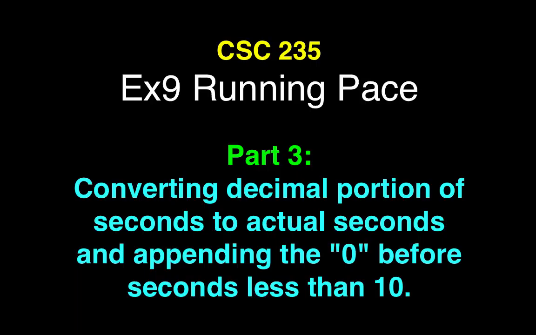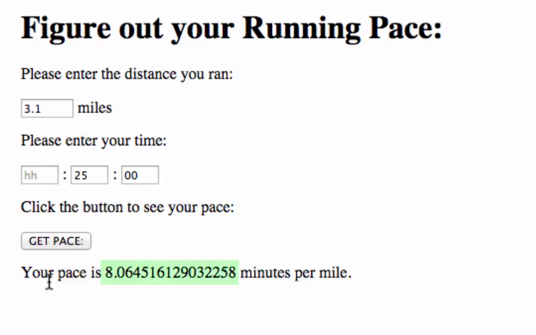Welcome to part 3 of running pace, and we're just doing some troubleshooting right now because we did get a minutes per mile value of 8.064516 and so on. So we want to round the minutes down, and then we actually want to get the seconds, which could be a value like this, and round that to an integer, and then make sure it gets converted to seconds. So we're going to have to multiply that by 60. So we have a little bit of math to do here.